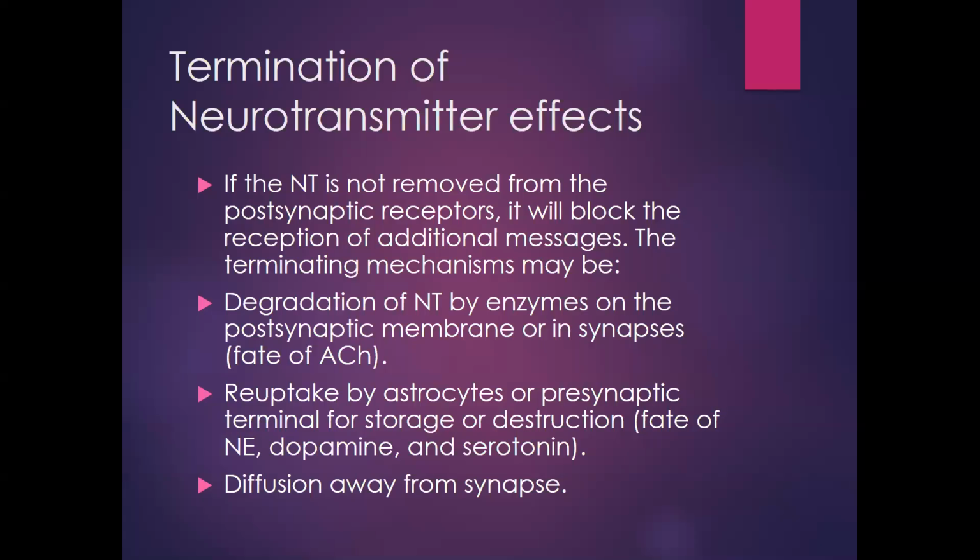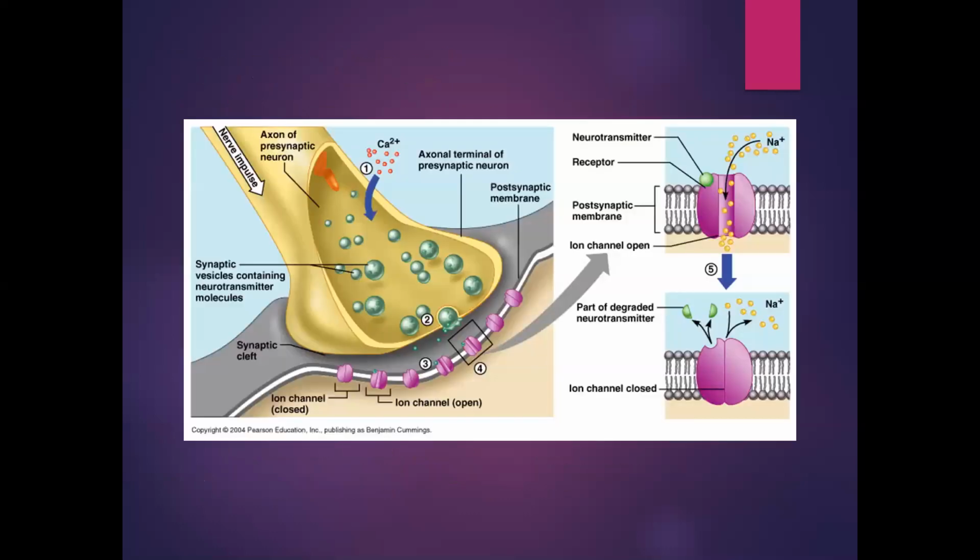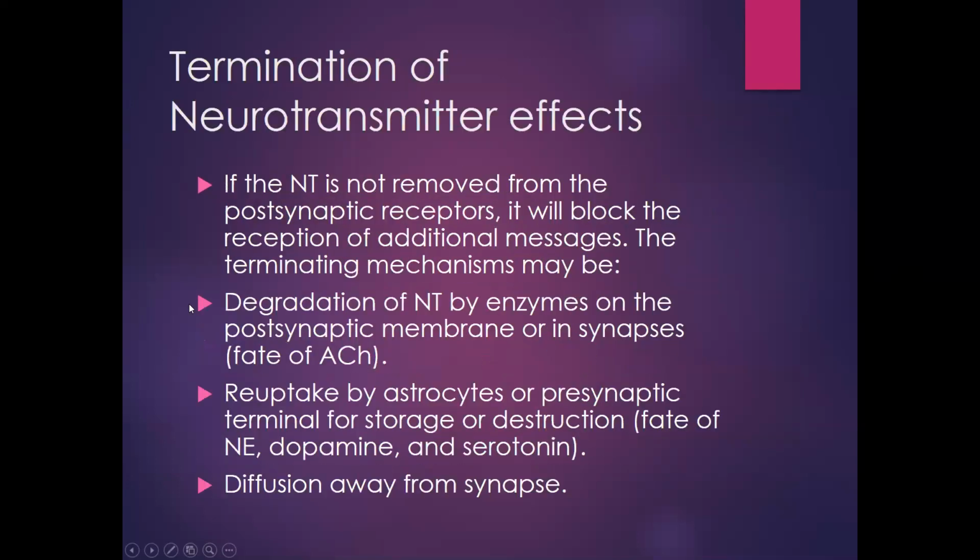Let's go back and look at this picture. Here we are at the synapse, and the neuron has released its neurotransmitters across the gap, bound to the chemically gated sodium channel. Sodium channels opened up, sodium rushes in, depolarization. Now the cell has to have the opportunity to repolarize. The only way we can get the chemically gated channels to close is by removing the neurotransmitter. There are three ways the neurotransmitter can be removed.